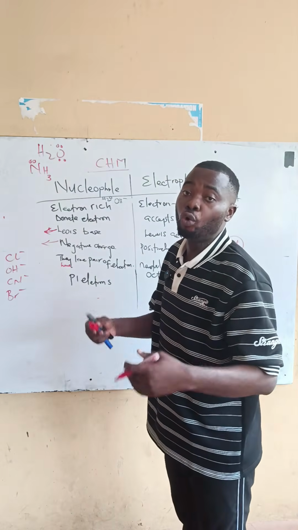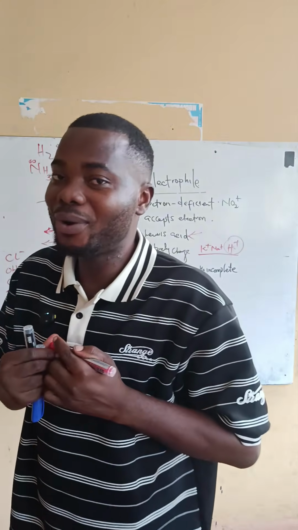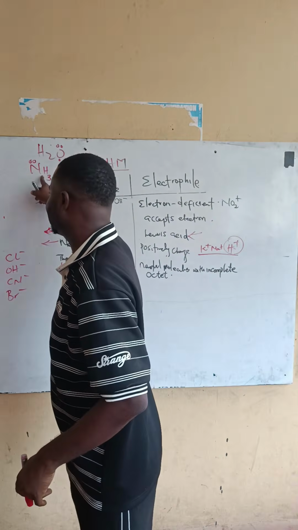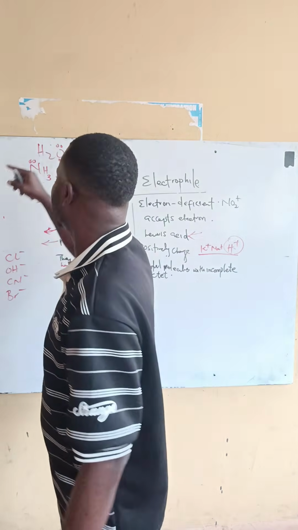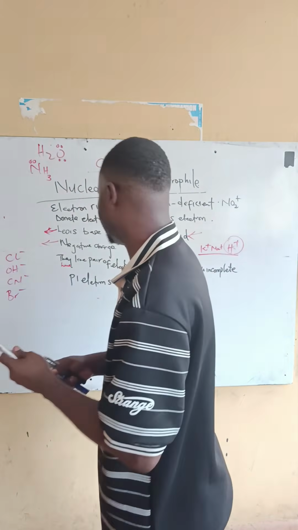Nucleophiles normally have lone pairs. You remember that your Lewis base also normally has a lone pair. That is why this guy can qualify as a Lewis base. Ammonia, NH3, also qualifies as a Lewis base because of its lone pair. It can donate.